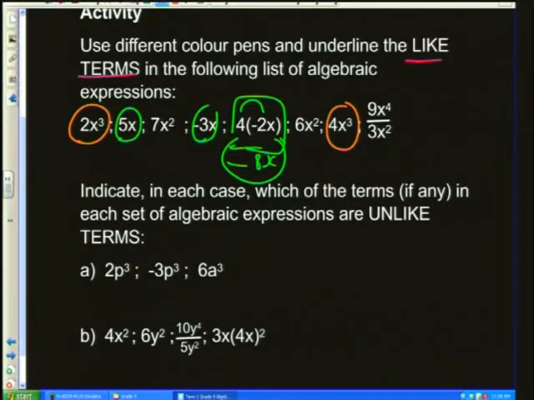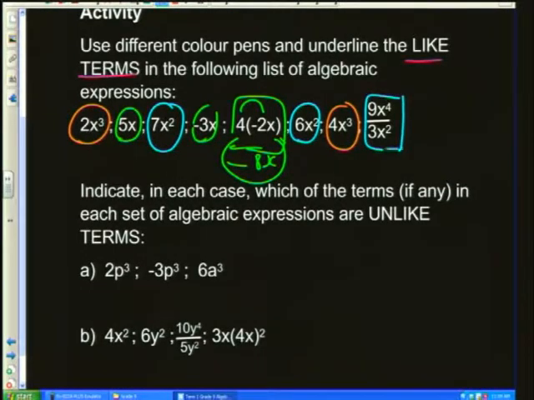Let's use another color. We've got an x squared here, so let's look if we can find another x squared. Let's just use another color, else the answer will be wrong. 7x squared. Okay, there's another x squared, so we can use that. Now we're left with one term. And let's look at this term.